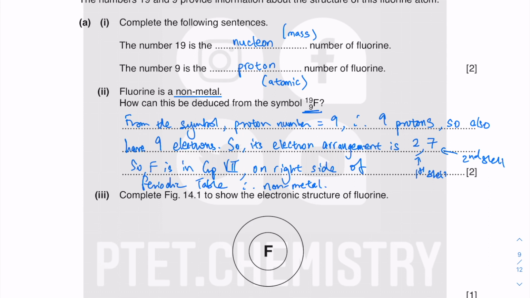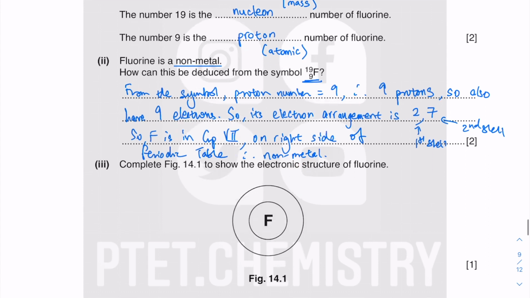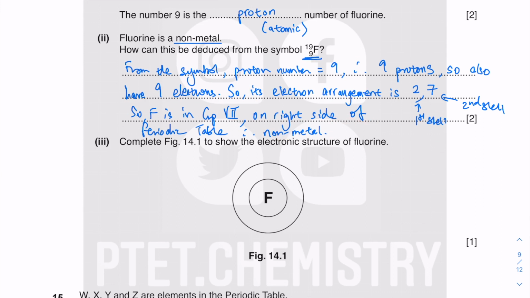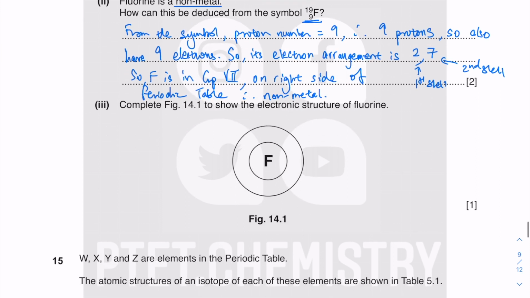Therefore it's non-metals. Metals are on the left side of the periodic table. Non-metals are on the right side of the periodic table, in terms of what group it is in. Now the electronic configuration of fluorine, or electronic structure of fluorine, is 2 electrons in the first shell, 7 electrons in the second shell.